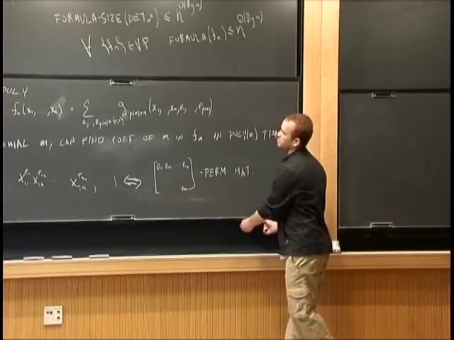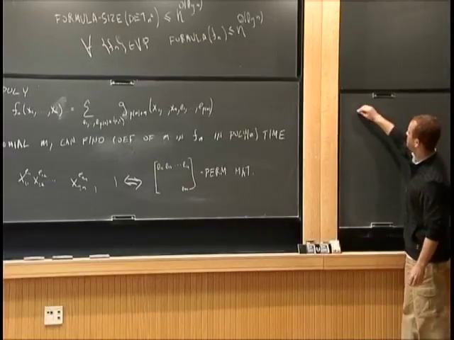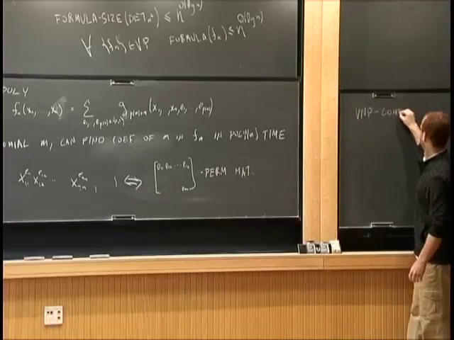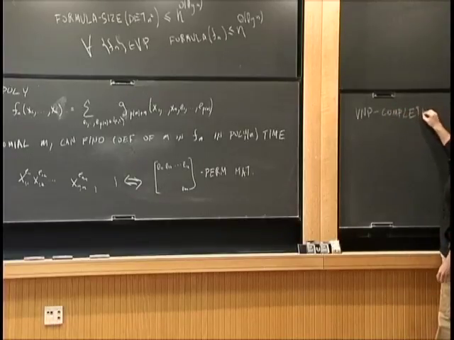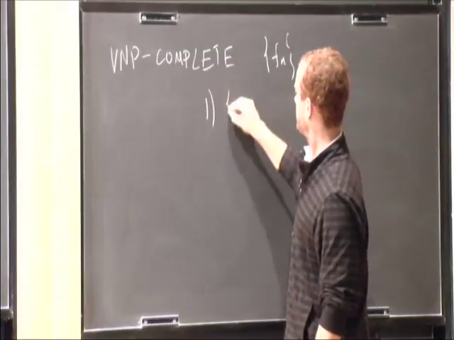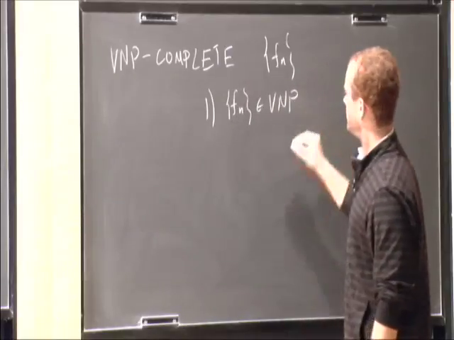And now we want to define complete problems. So what will be a VNP-complete problem? It will be a family of polynomials such that it is in VNP.